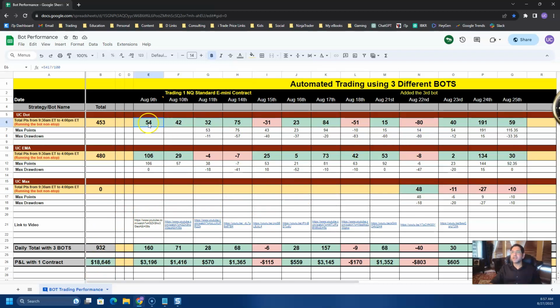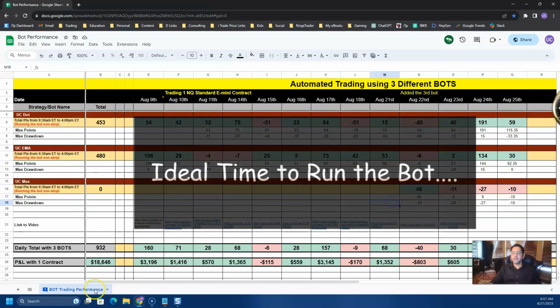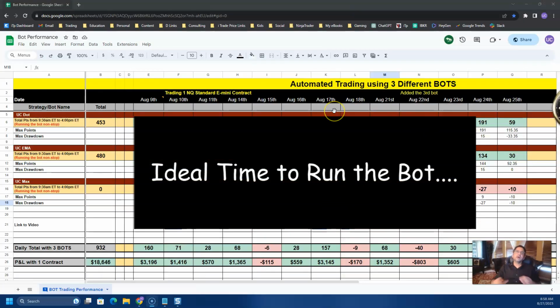However many days we have posted this information for, it looks like about 13 days. In 13 days, UC gave 453 points. This UC EMA bot gives 480 points. This one is almost at 0 right now. So yeah, there's no ideal time, I would say.